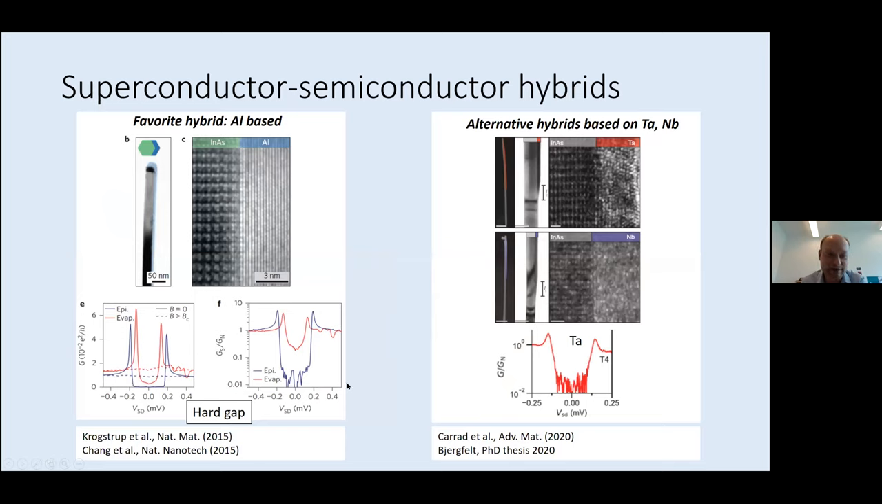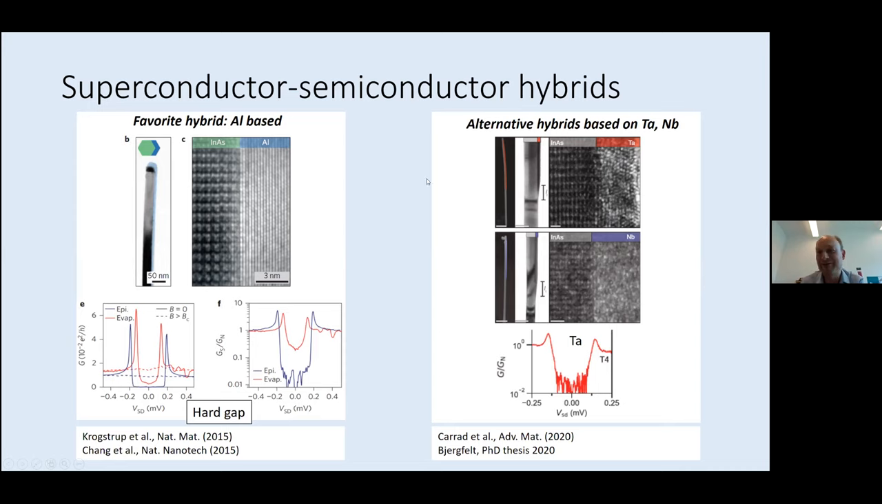So Peter and also Thomas Jespersen showed in 2015 that you could make aluminum on indium arsenide with a very nice interface here. And they defined this hard gap, as you have heard, that if you look at the epitaxial hybrid, you get a factor of 100 here. I don't know if it's the best definition, but at least we can easily compare different types of structures. If you compare the conductance outside the gap and inside the gap, it's typically a factor of 100. And in this case, they also compared it to evaporated aluminum, where it was not as good. I think at least on other devices, you have also measured that with evaporated aluminum you can also get a factor of 100, but maybe the walls of the gap are not as good.